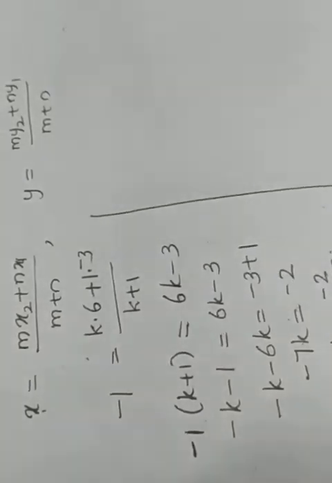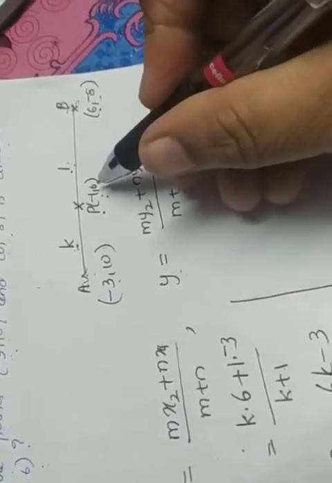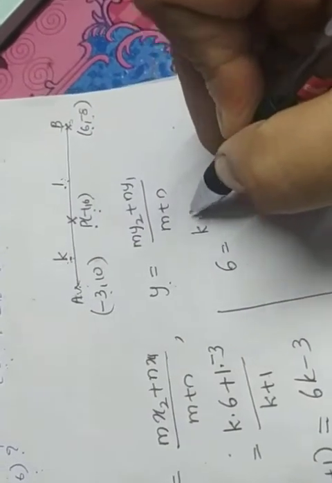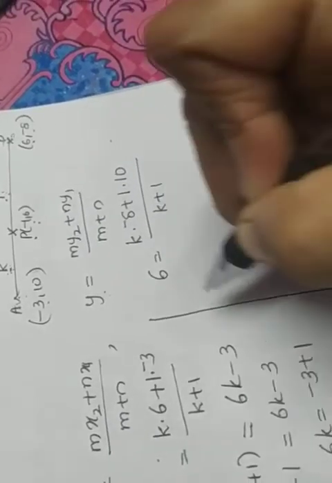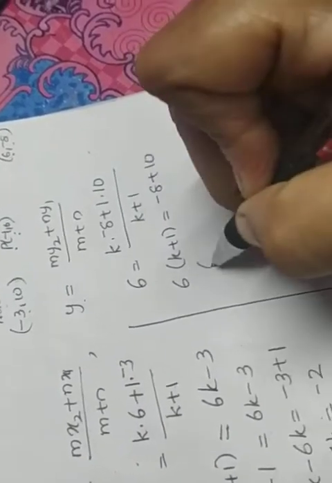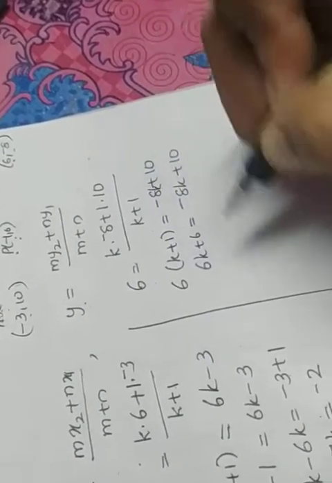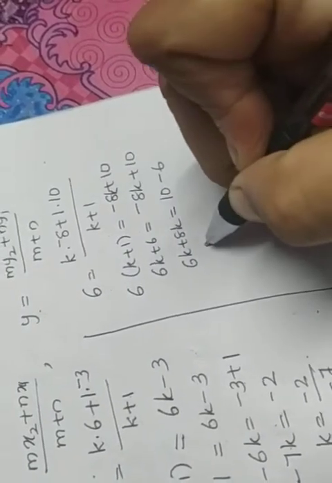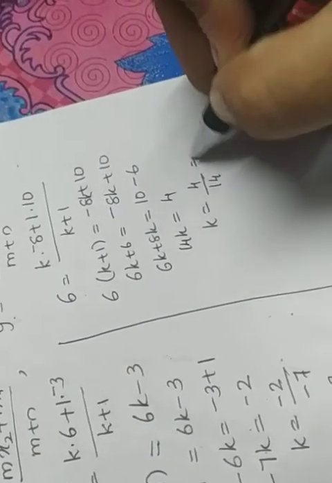Okay. Take the y coordinate also. y is equal to (my2 plus ny1) by (m plus n). Substitute the values. What is y? The y coordinate of the point P. So 6 is equal to k, which is m, into y2 which is -8, plus n which is 1 into y1 which is 10, divided by k plus 1. Cross multiply: 6 into (k plus 1) is equal to -8k plus 10. So 6k plus 6 is equal to -8k plus 10. Collect the k terms to one side: 6k plus 8k is equal to 10 minus 6, and 14k is equal to 4, which gives k as 4 by 14, which is 2 by 7.